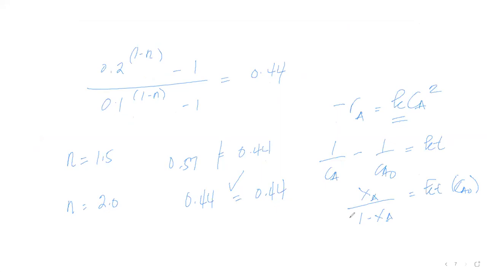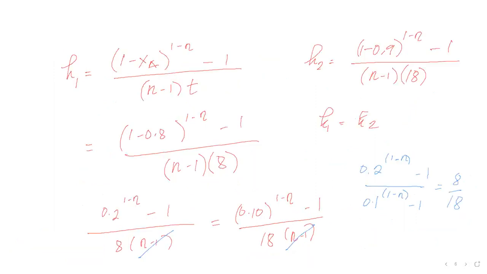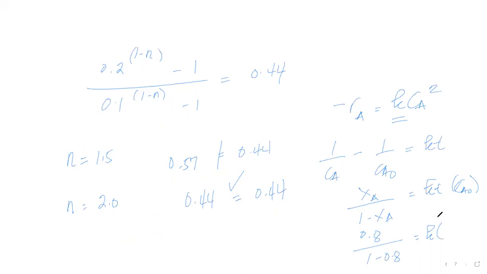So in the first set of data, you're given a conversion of 0.8 for a time of, what's the time there? A conversion of 0.8 for the time of 8 minutes. So you place here 8 and CAO anyhow is 1. So you will have now a value for the K. Your value for the K will be 0.8 divided by 0.2 divided by 8. So that would be 0.5. So your K is 0.5.